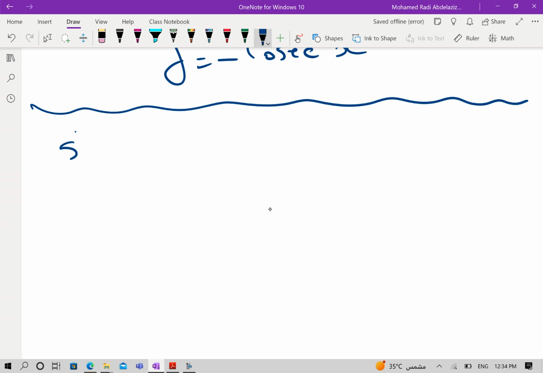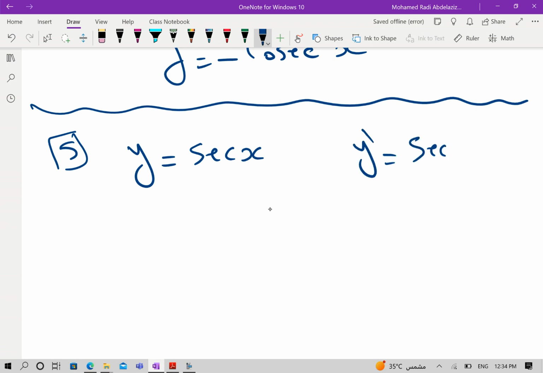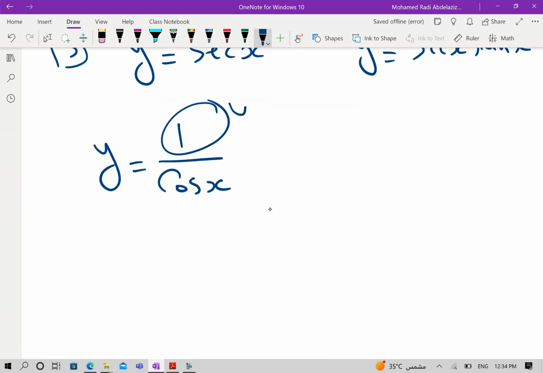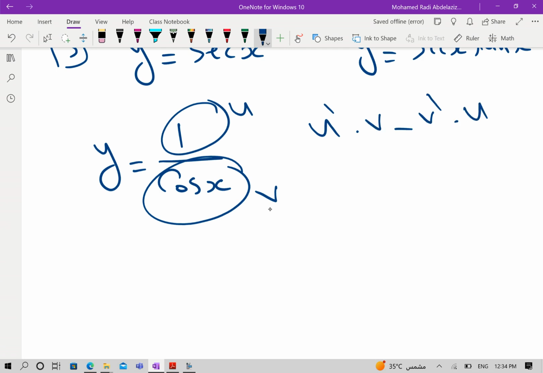Number 5. Y equal sec x. Y dash will be sec x tan x. Prove that. Show that. We'll start to write y is sec x, which is 1 over cosine. u and v: u dash times v minus v dash times u divided by v squared. So y dash is a fraction.